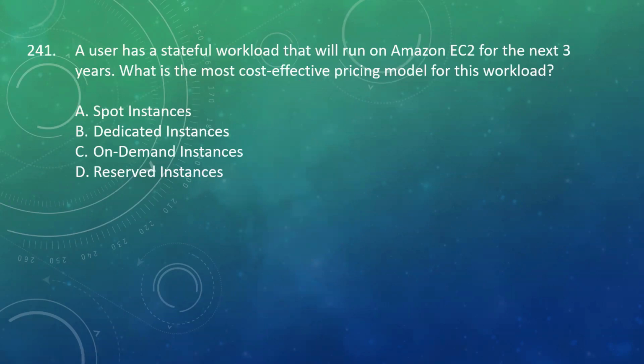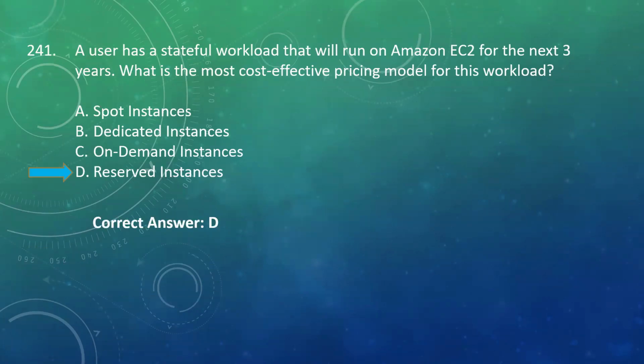A user has a stateful workload that will run on Amazon EC2 for the next 3 years. What is the most cost-effective pricing model for this workload? Your options being spot instances, dedicated instances, on-demand instances, reserved instances. The most cost-effective pricing model in this case will be reserved instances.